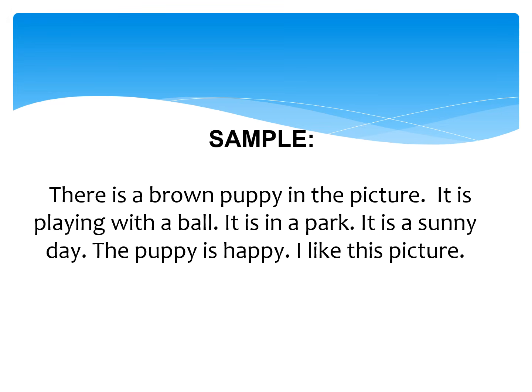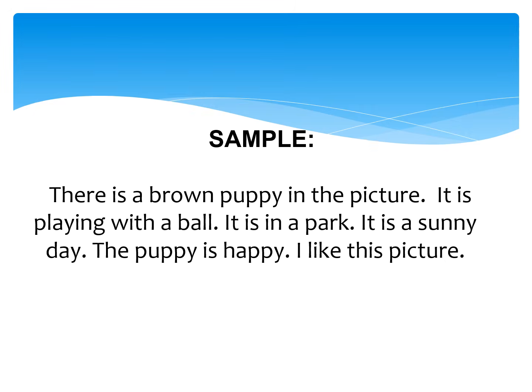Now, here is a sample. It's how you can compose simple sentences about a picture, which you have already seen. There's a brown puppy in the picture. Here we have mentioned an adjective that is brown. Colors are also adjectives, they're quality. It is playing with the ball. It is in a park. It is a sunny day. The puppy is happy.